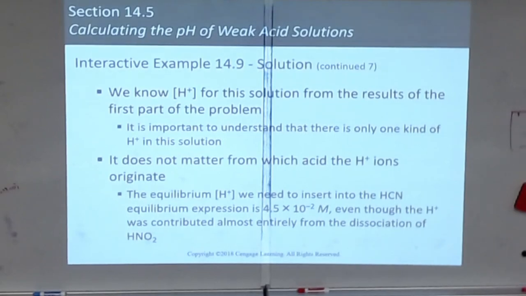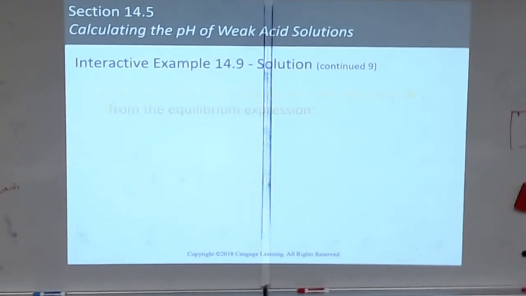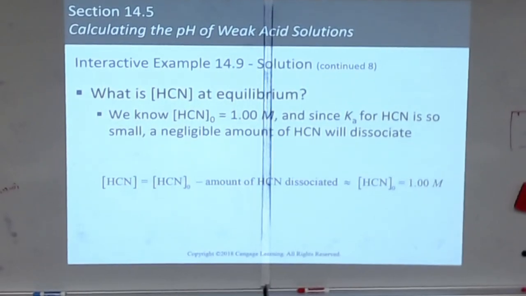I don't care where the hydrogen came from. We're just going to go ahead and assume that that's all the hydrogen we have. 2.489997 times 10. Okay. This is 1 molar. This is going to be really, really small. So we're going to say that however much dissociates, we're going to ignore it again.